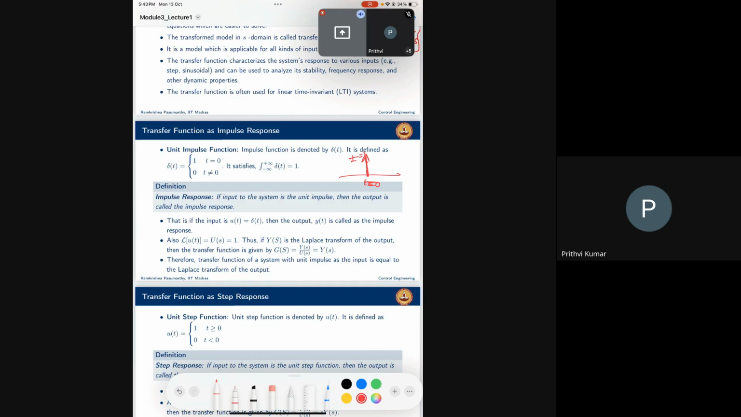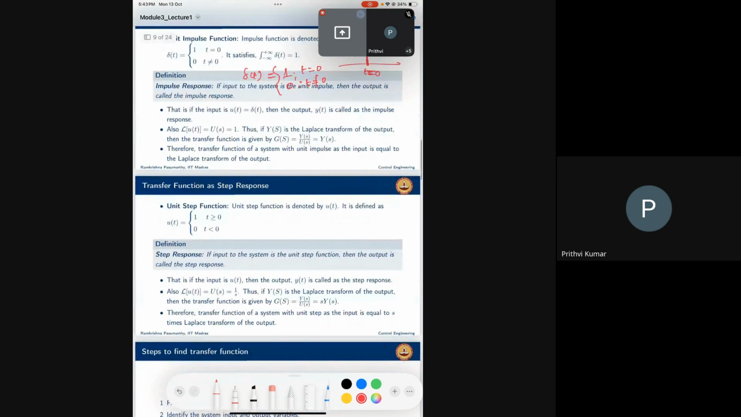So we can represent this using the symbol delta of t, where it will be 1 when t equal to 0, and 0 otherwise, when t is not equal to 0. That's it. So this mathematically represents the nature of the impulse signal. Similarly, we have the step response. Until 0, it will be 0. After 0, it will have some value. If the value is 1, we call it a unit step. Otherwise, it's just a step signal, whatever value we have.